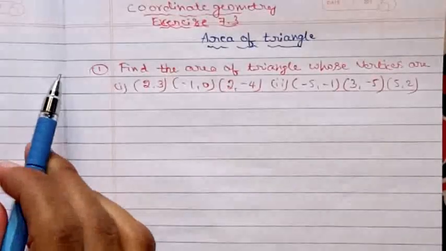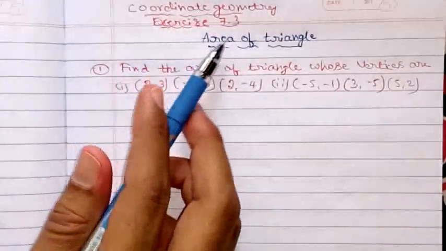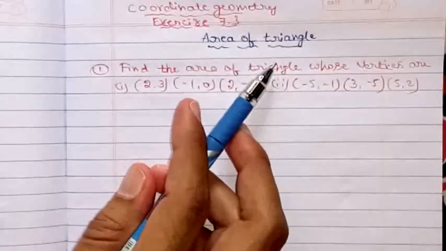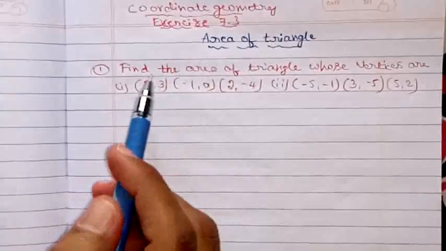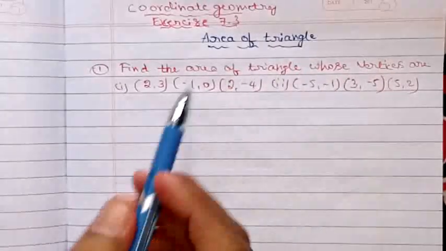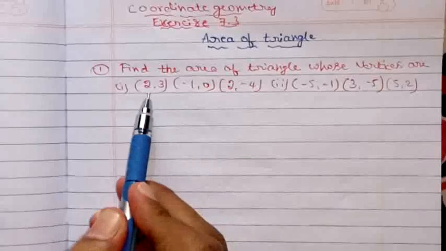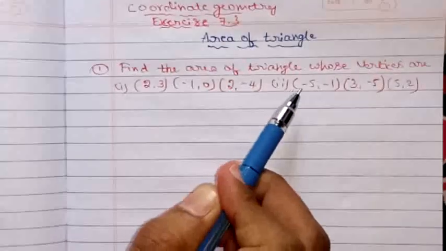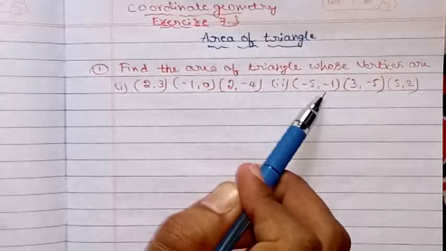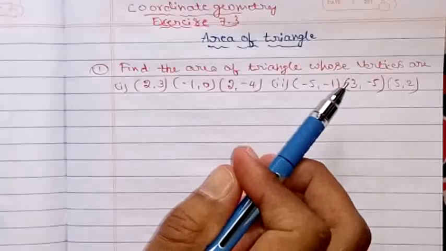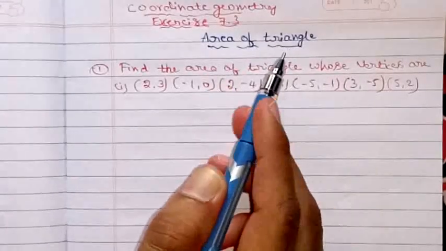So in this video, we will solve the coordinate geometry exercise 7.3 that is based on area of a triangle. Now, this is the first question, children. Find the area of a triangle whose vertices are (2, 3), (-1, 0), (2, -4), and the second one is (-5, -1), (3, -5), and (5, 2). Now, this is the question. Now, you need to find the area of a triangle, children.